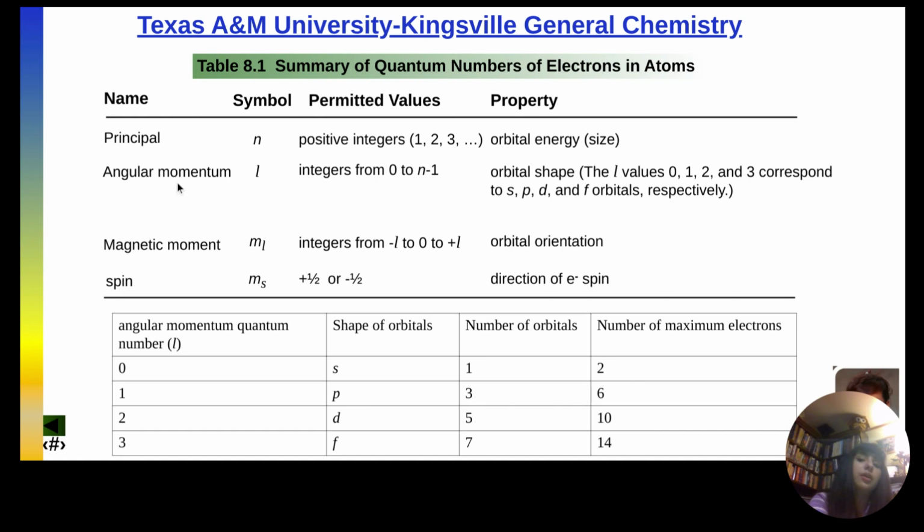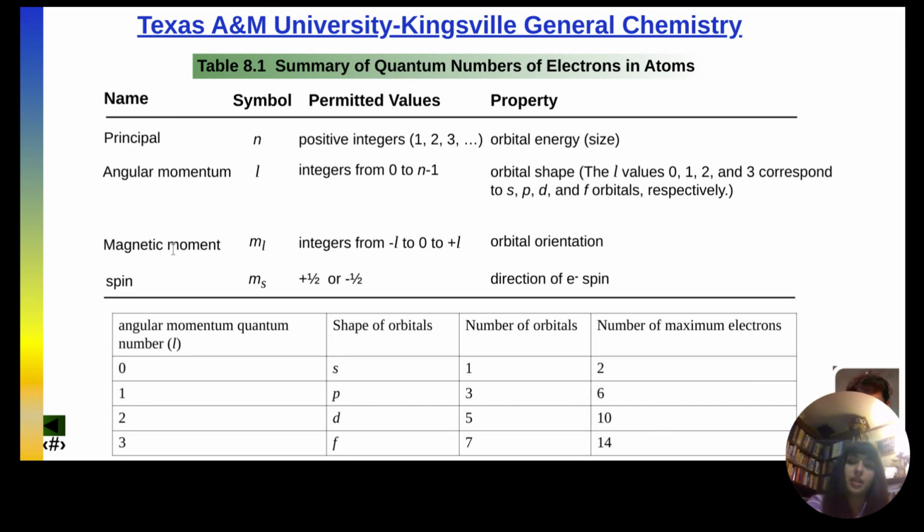Moving on to angular momentum, our symbol is l, and the integers are from 0 to n-1. Our property for this is the orbital shape. The l values 0, 1, 2, and 3 correspond to s, p, d, and f orbitals respectively.